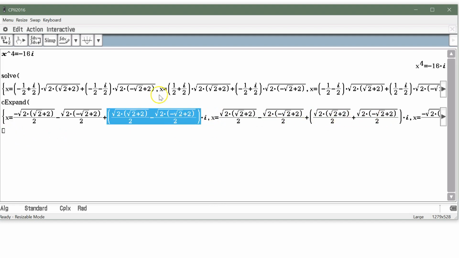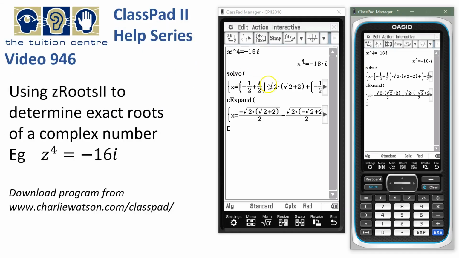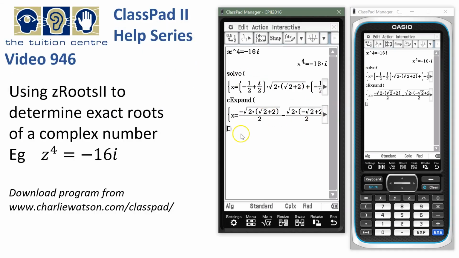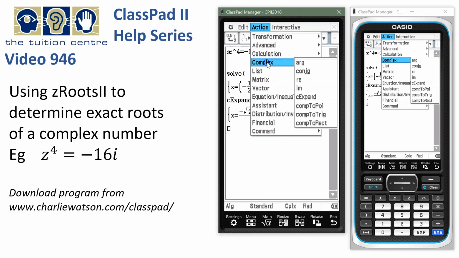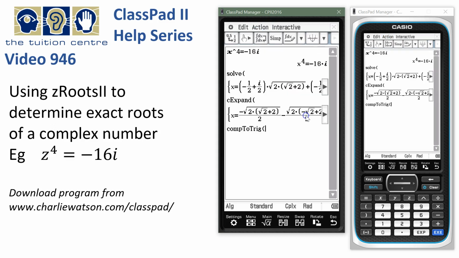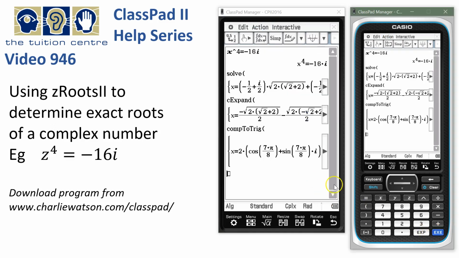I'm going to go back to fixed size mode. The examiners asked the students to return it in polar form anyway. So here we go. Action, complex, to, let's use the old trig form here. And so now things are looking pretty good. Here we go. 2 cis 7 pi on 8.